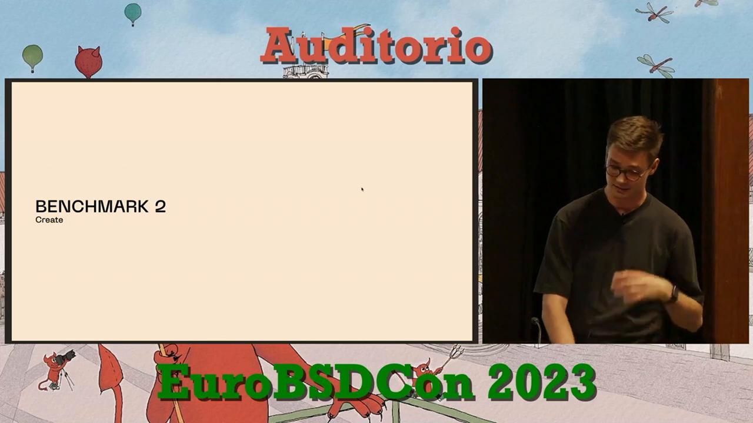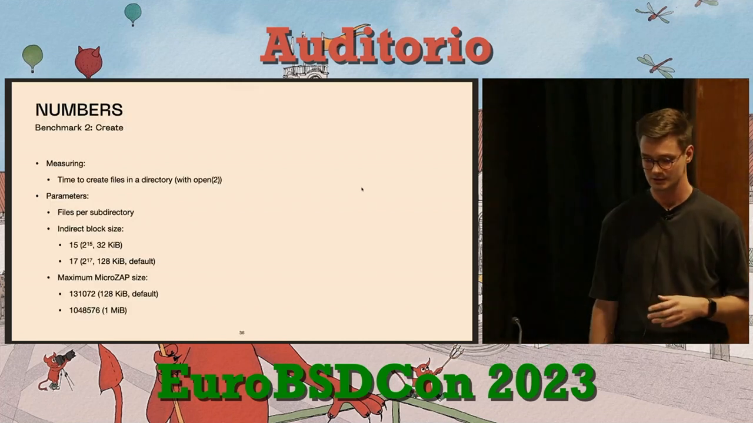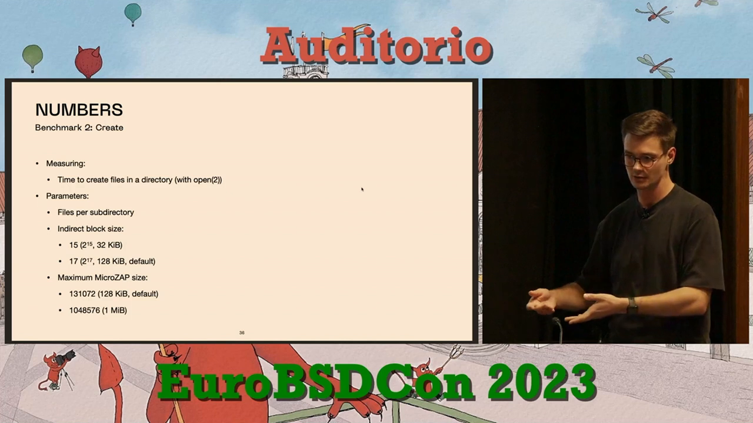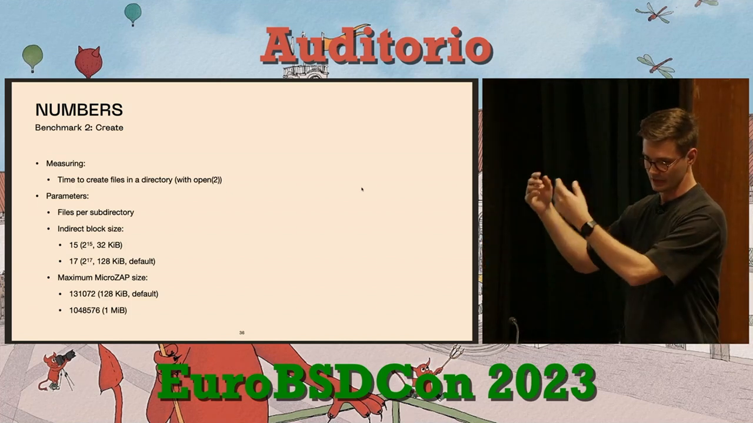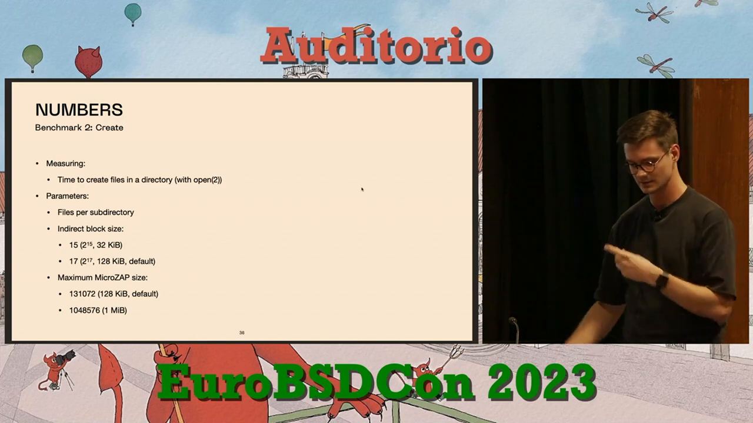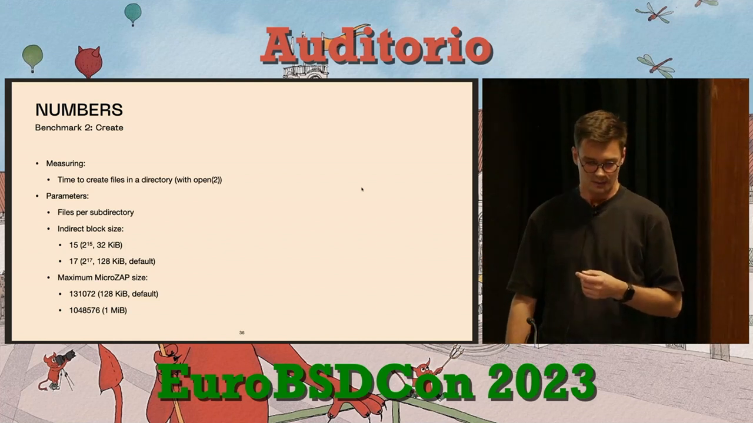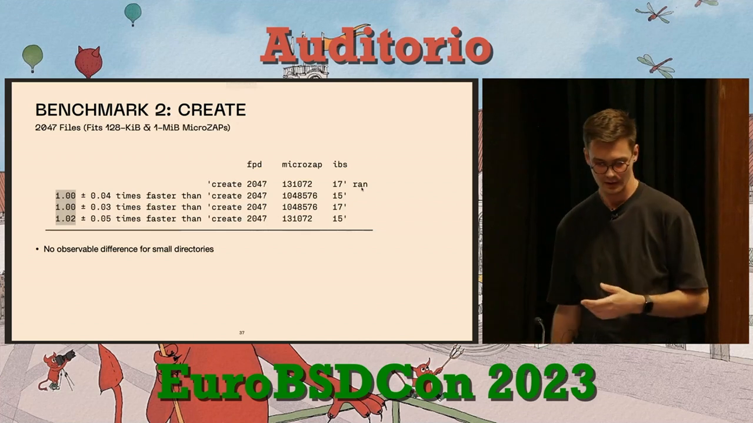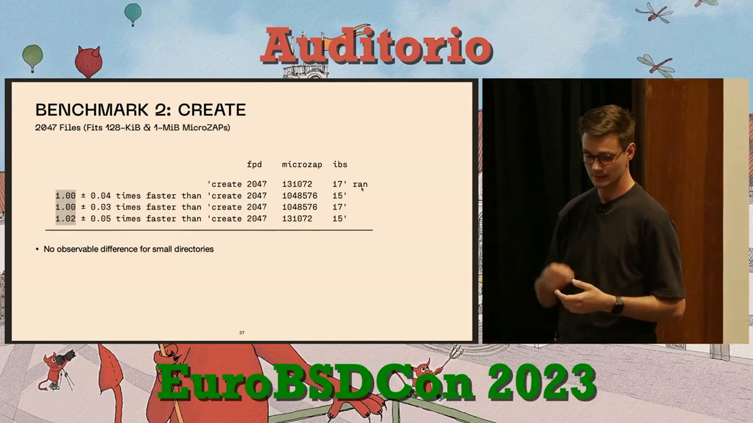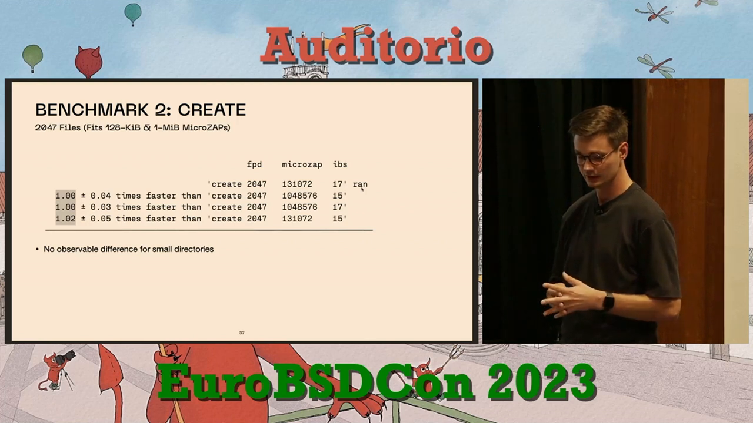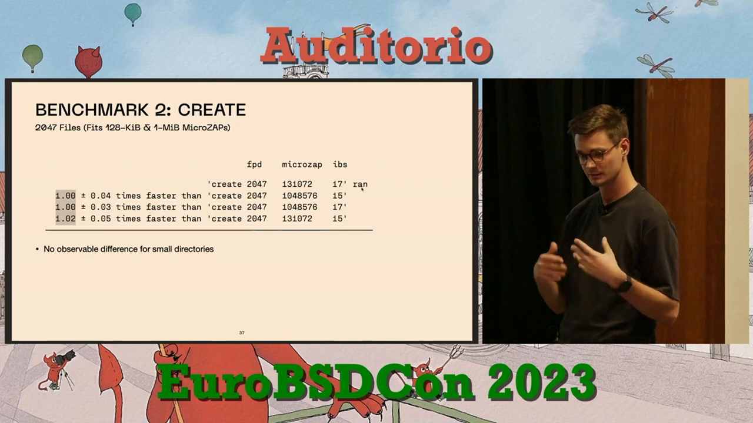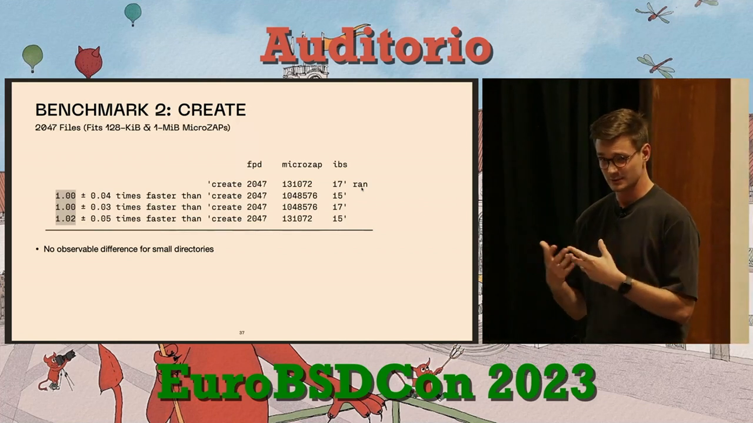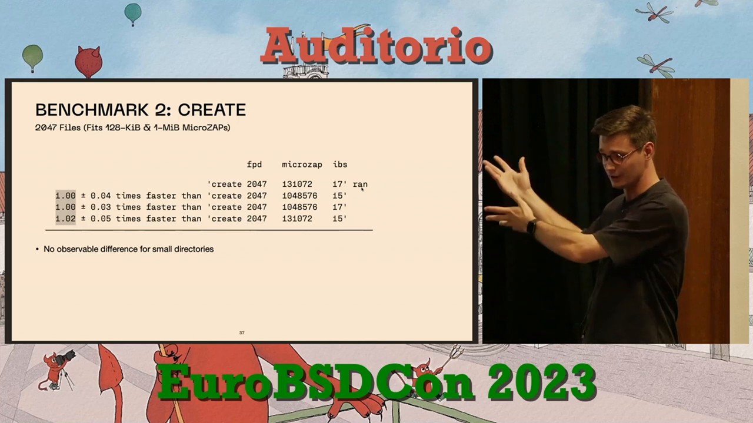Benchmark two. We're going to look at the writing case for directories. So what I'm doing here, I measure the time to create files in the directory. I just open a file, so now I have an empty file, and I sync it so that it gets sent to the disk. And again, the parameters are the same. So let's jump to the results. Over here, I'm running the benchmark with 247 files. So it fits both the default microzap and the large one. And there is no observable difference yet. That's probably because the system is too fast or something, so that we can't really notice.